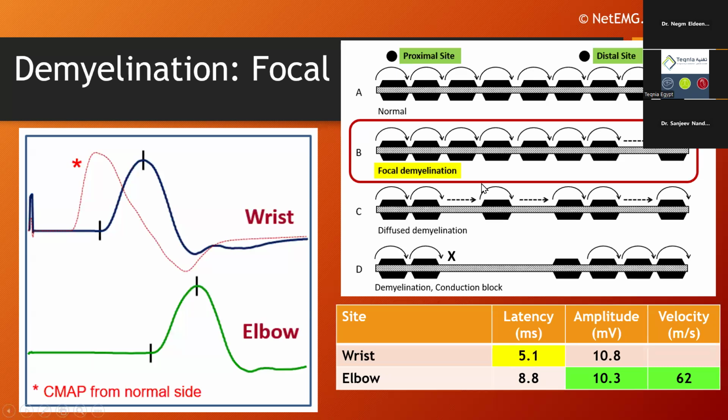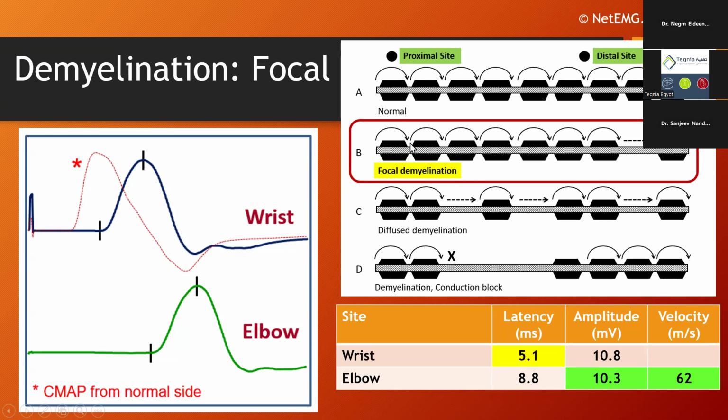This demyelination is very focal. It doesn't cause any significant temporal dispersion. It doesn't cause any blockade of action potential propagation. And therefore, the action potential may be slow, but it does reach the muscle. And therefore, our amplitude is unaffected.